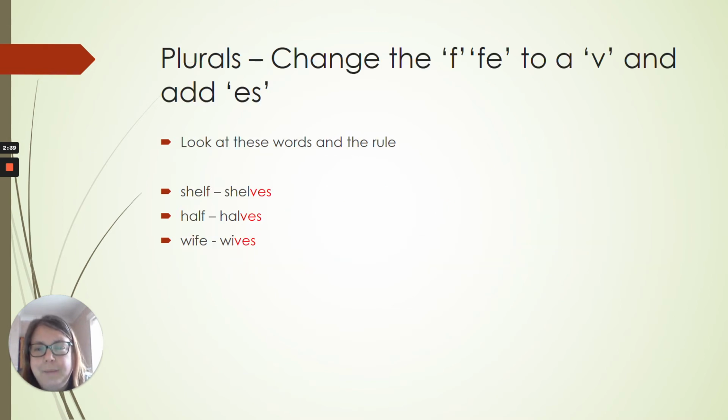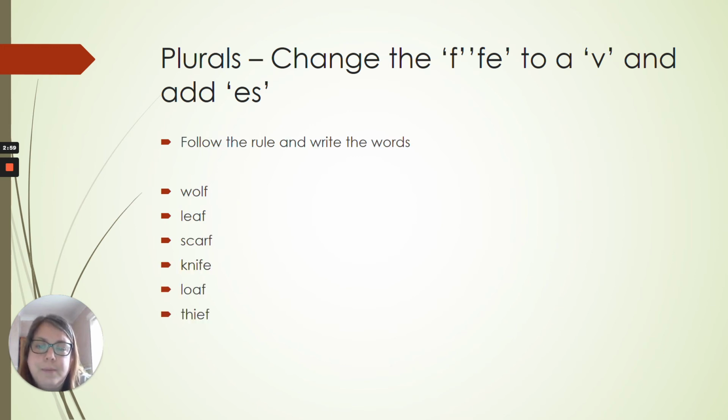So this time, if a word ends in an F or FE, we have to change it to a V and then add ES. Shelf would change to shelves, half to halves, and wife to wives. Okay, so if you'll notice in the plural word, the F or the FE isn't there, it's a V with ES. So have a go at these words on your own. Again, maybe have a go at putting a couple into a sentence just to help you. So we replace the F or the FE with a V and then ES. Pause the video and have a go.